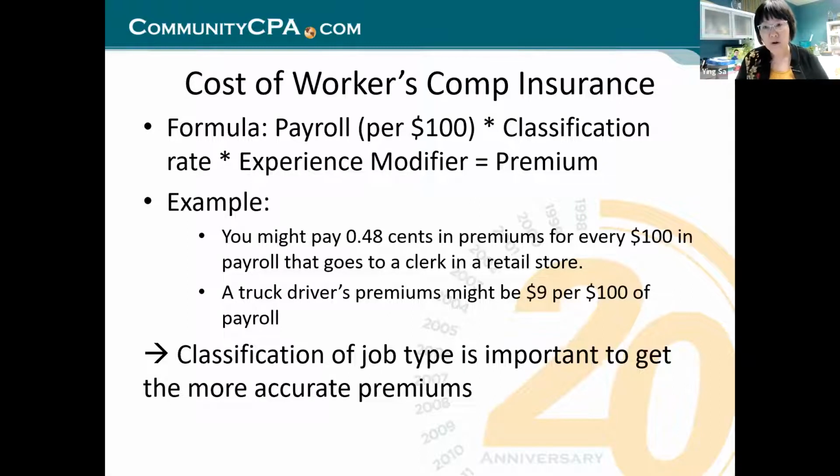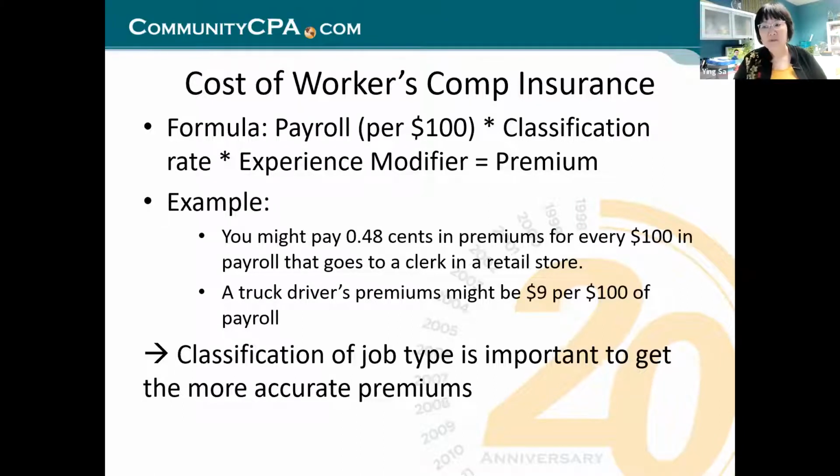So the formula is payroll times classification rate times experience modifier equals premium. The experience modifier is something that I would not be able to give you an example of because it's so customized to you. When you are a new company and this classification rate applies to you, experience modifier normally is not there. But if you are an existing company that already had a lot of claims, then yes, there is an experience modifier to double, triple your premiums. So you might pay 48 cents in premium for every 100 in payroll that goes to a clerk in the retail store. A truck driver premium might be $9 per 100 of payroll. Classification of job type is important to get the more accurate premium.